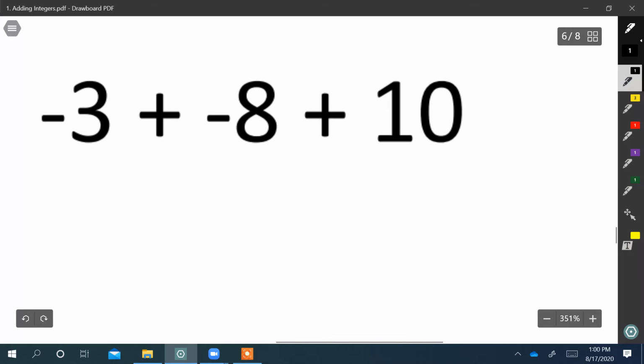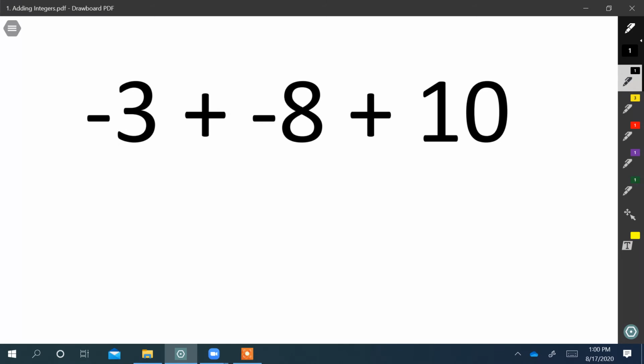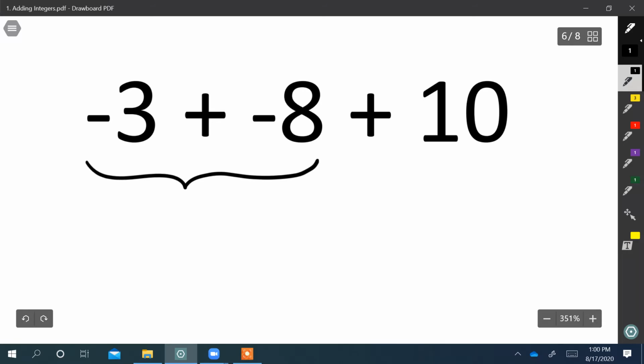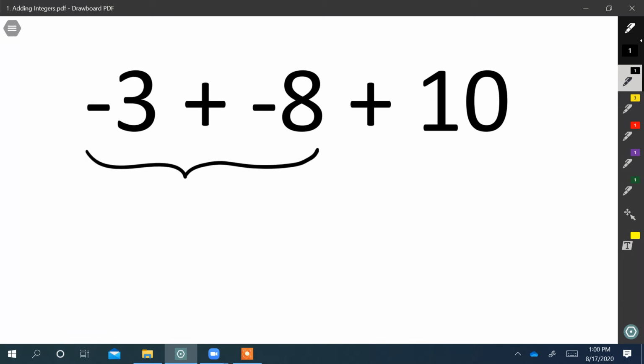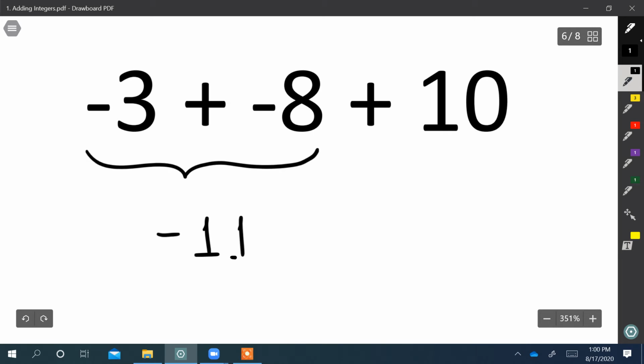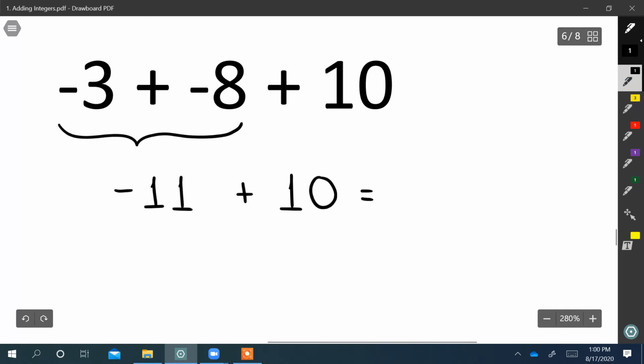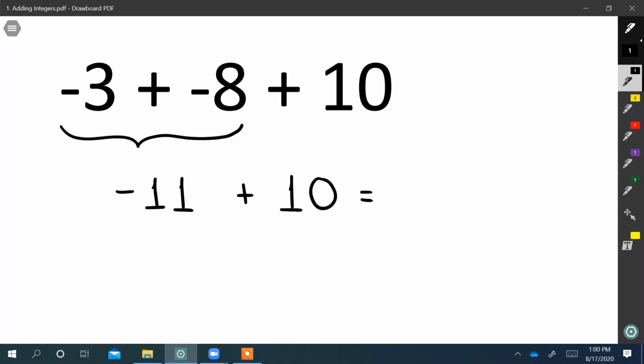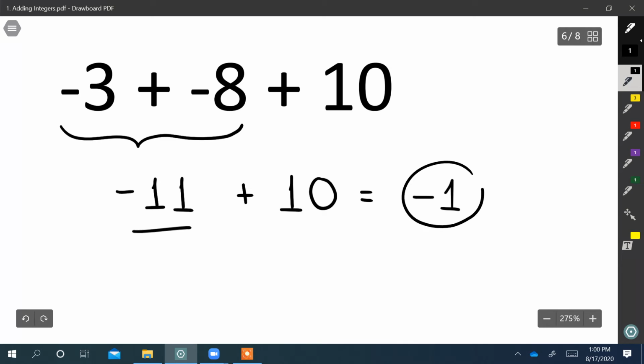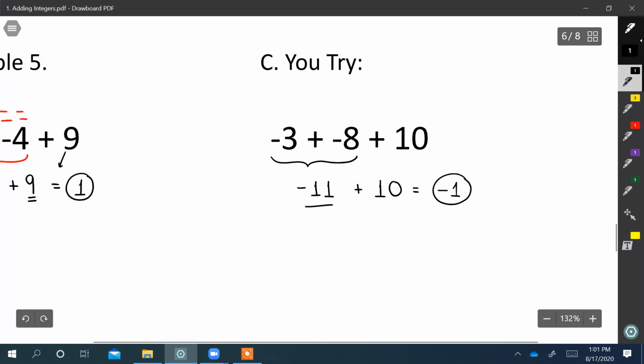Alright, so let's see if you got the right answer. So we have -3 plus -8. We're going to add all those together. Those are 2 negatives that we're going to add together. That's going to give me -11 plus +10. Well, would the answer in here be negative or positive? If you answer negative, that is correct. You have more negatives than you have positive. So my answer will be -1. Remember, when I have a negative and a positive, you actually subtract.